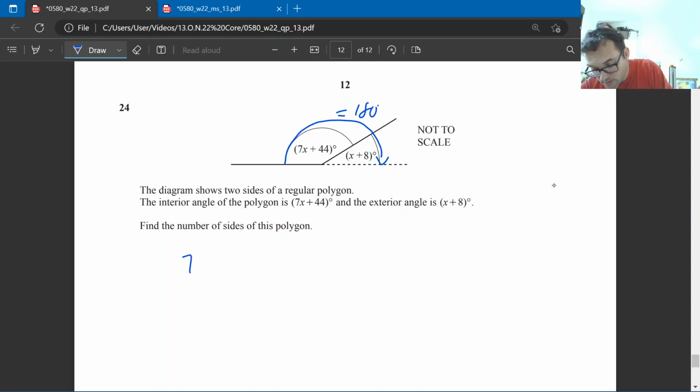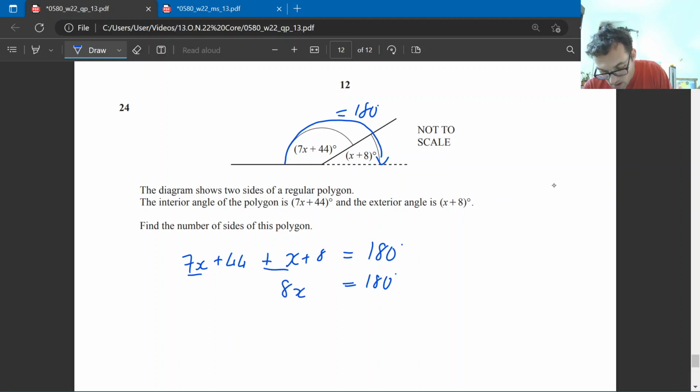So the one angle is 7x plus 44. If we add to that the other angle, x plus 8. You don't need the brackets really. Okay, they should equal to 300. No, not 360. Angles on a straight line, 180. So let's add together what we can. You leave the 180 there for now. 7x plus 1x is 8x. 44 plus 8 is 52.